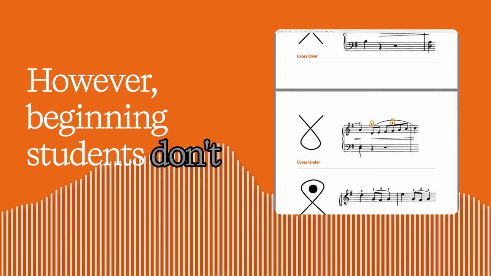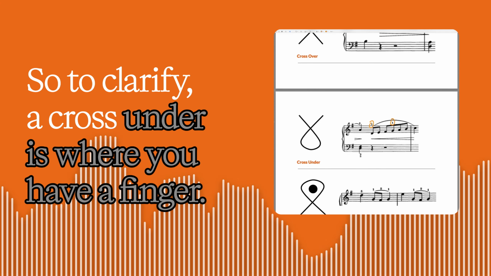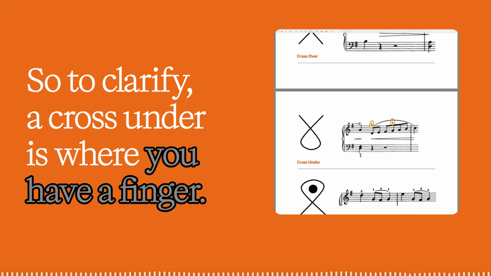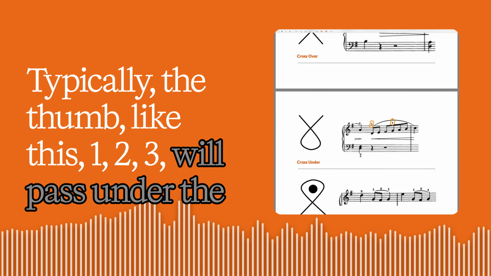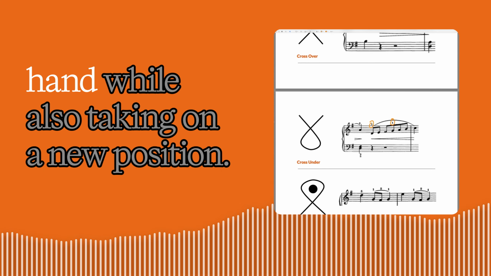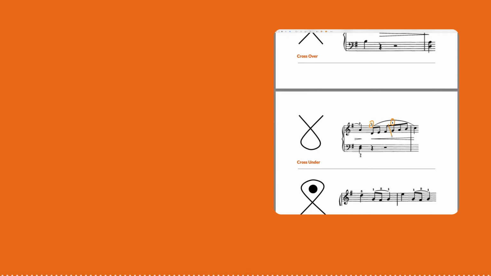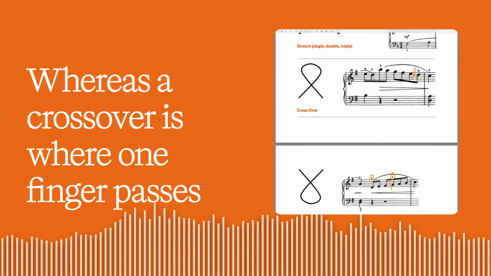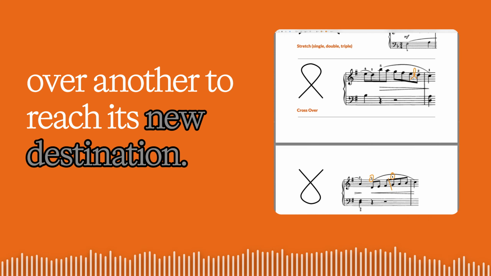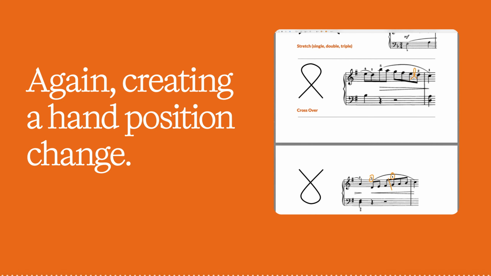However, beginning students don't have this intuition yet. So to clarify, a cross under is where you have a finger, typically the thumb, like this, 1, 2, 3, will pass under the hand while also taking on a new position, right there. Whereas a crossover is where one finger passes over another to reach its new destination, again, creating a hand position change.